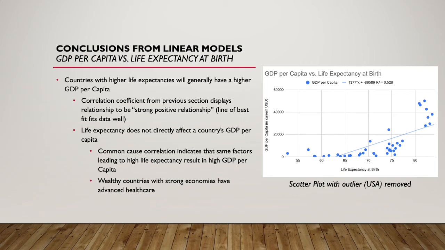As outlined in Section 6, although a country's life expectancy does not directly affect its GDP, countries with higher life expectancies will generally also have higher GDPs, due to the common cause correlation which exists between the two variables. The same factors leading to high life expectancies also lead to high GDPs, where wealthy countries with good economies also have advanced healthcare.